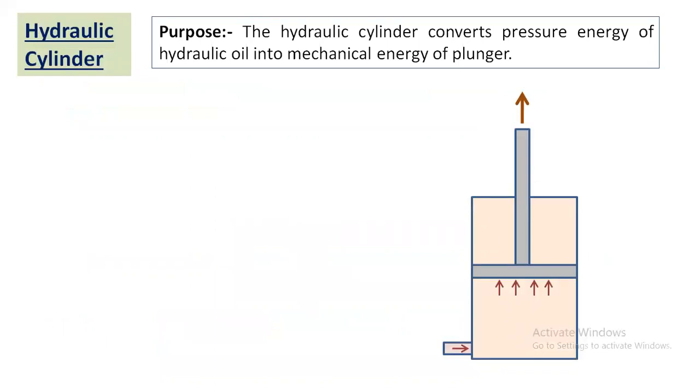Next is our hydraulic cylinder. It is also called power cylinder. What is purpose of it? The purpose of hydraulic cylinder is to convert pressure energy of hydraulic oil into mechanical energy of plunger. How does it do?